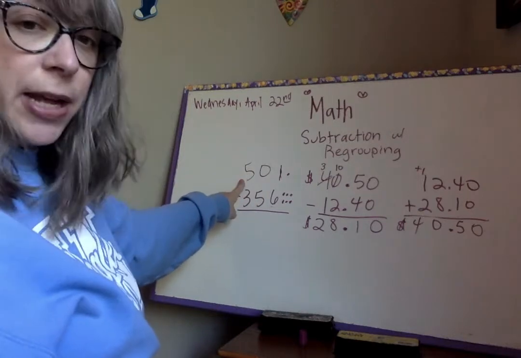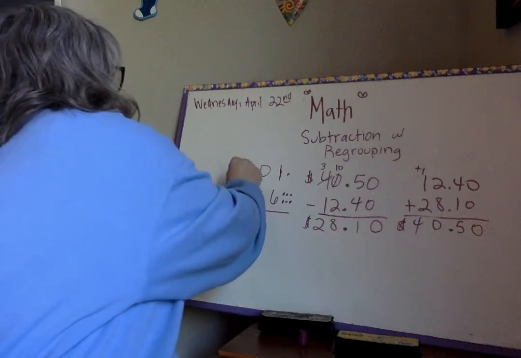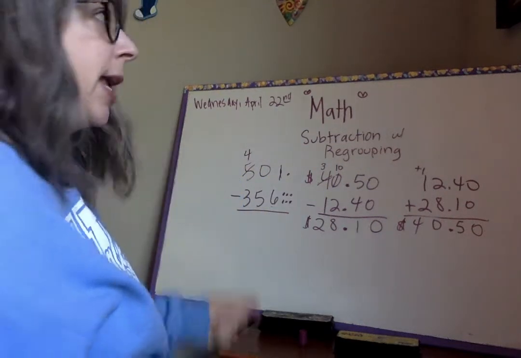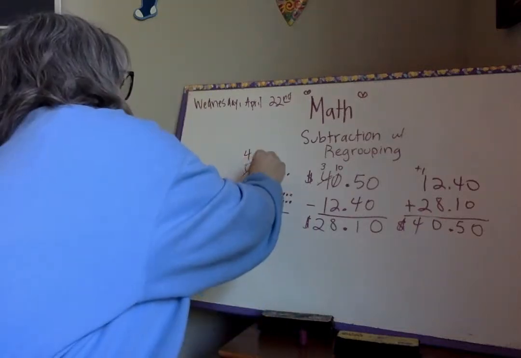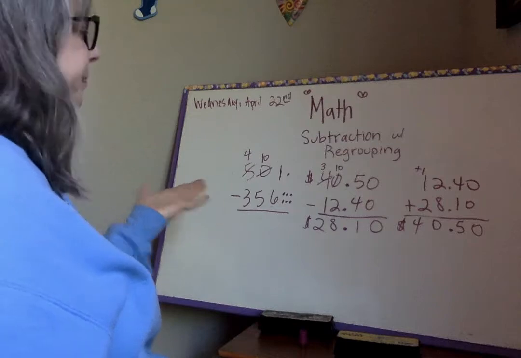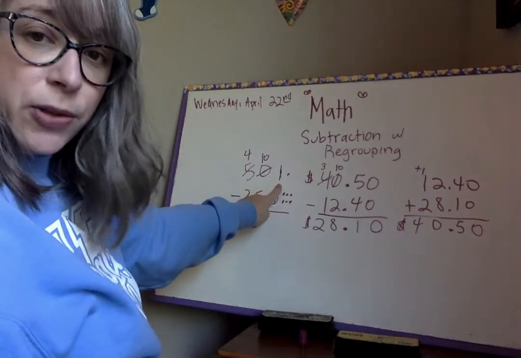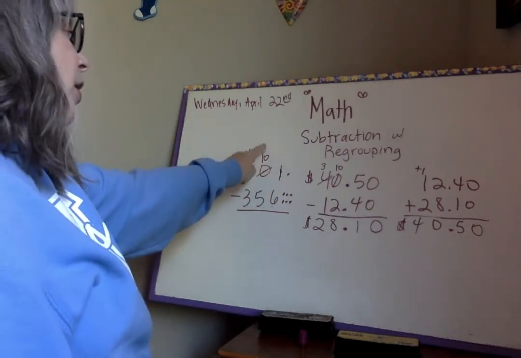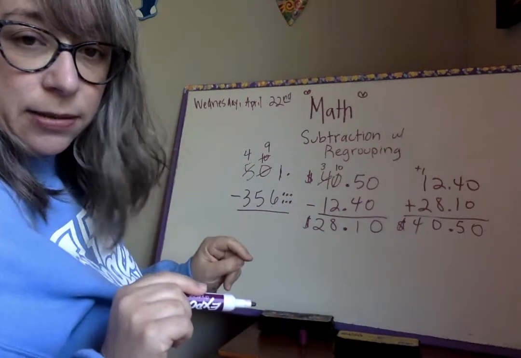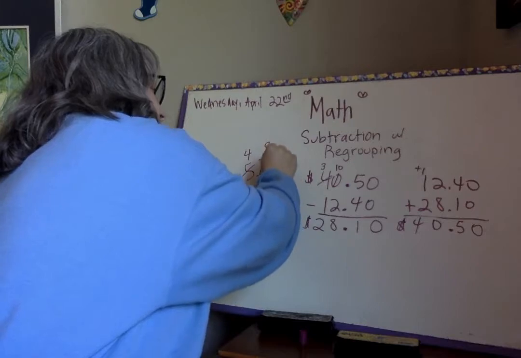So now we have to borrow from the hundreds place to do it. So that 5 becomes a 4. And we're taking it next door, and that becomes a 10. But we still have to get all the way to the ones place. So we have to borrow from here. That becomes a 9. And now this becomes 11.